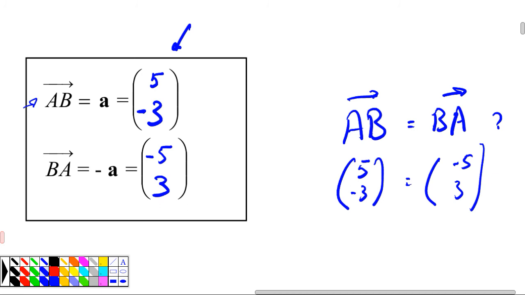And how do I write that down? I can just write the minus outside one of them. Either one will do. So if I write the minus outside, are they equal? Yes, they are equal. So now this becomes correct. This becomes correct.